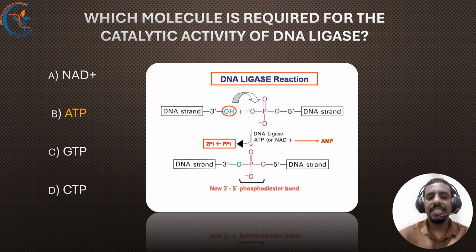The correct answer is ATP. DNA ligase requires ATP as the energy source to catalyze the formation of phosphodiester bonds between DNA fragments, providing the energy necessary for the ligation reaction. So the correct answer here is ATP. Let's move on.